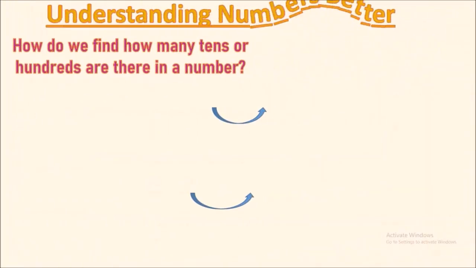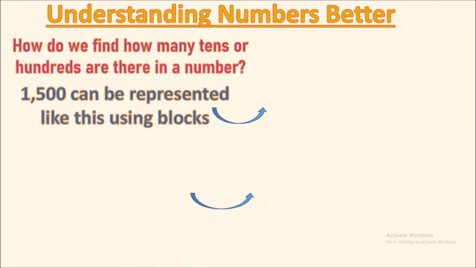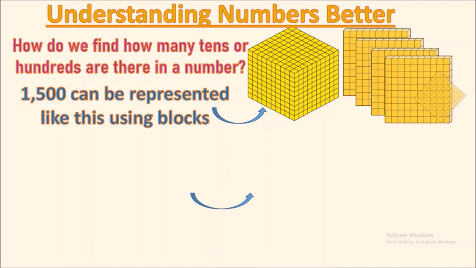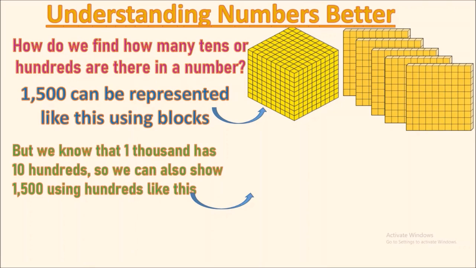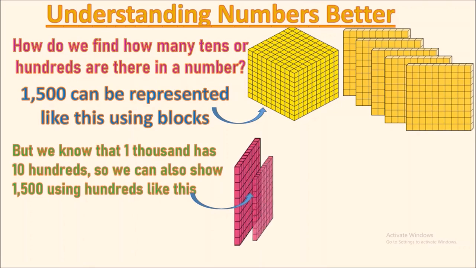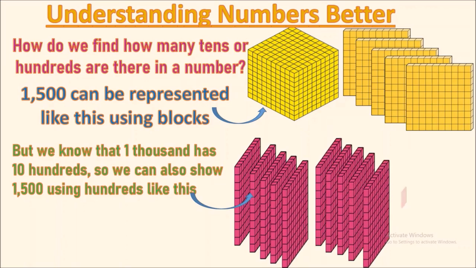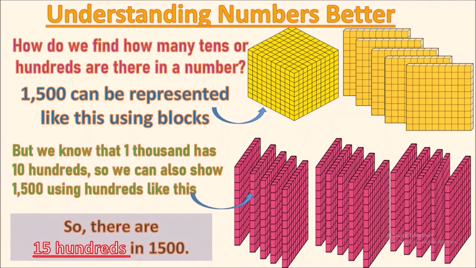But how do we find how many tens or hundreds are there in a number? Let's see this example. 1500 can be represented using blocks like this. But we know 1000 has 10 hundreds in it. So we can show it as this as well. So there are 15 hundreds in 1500.